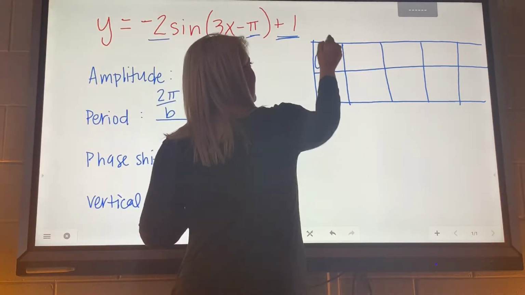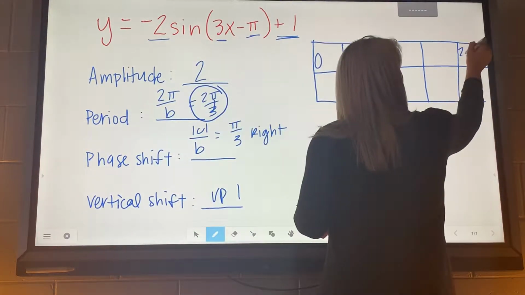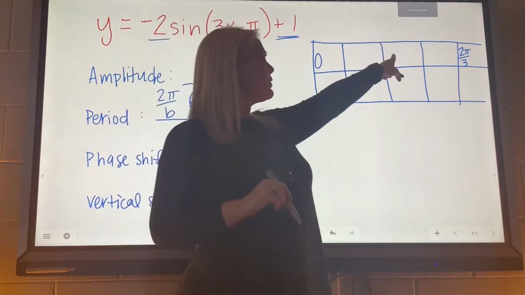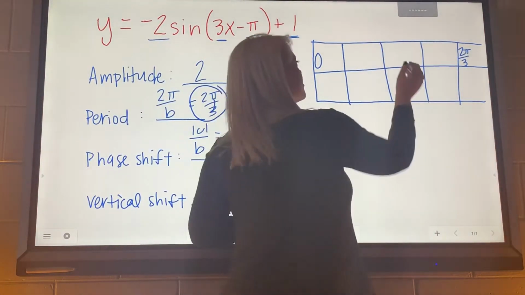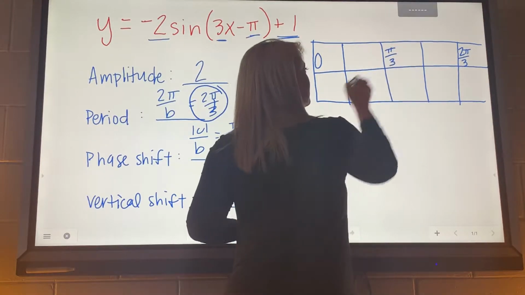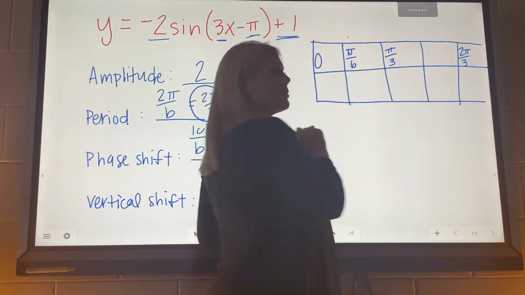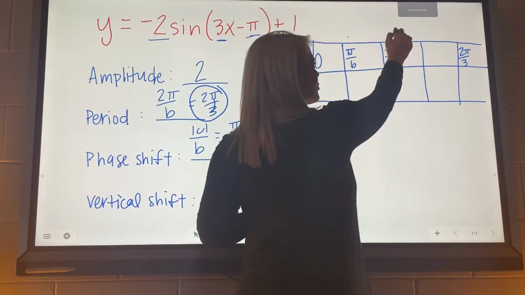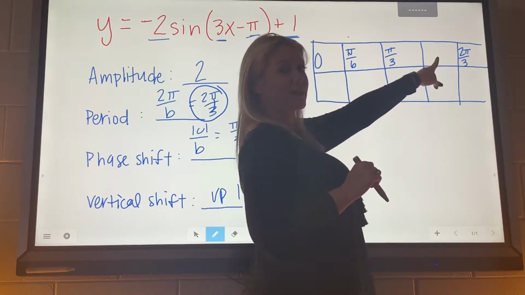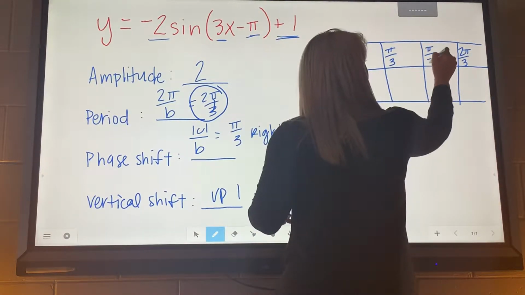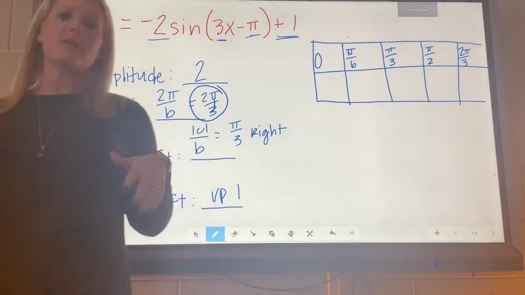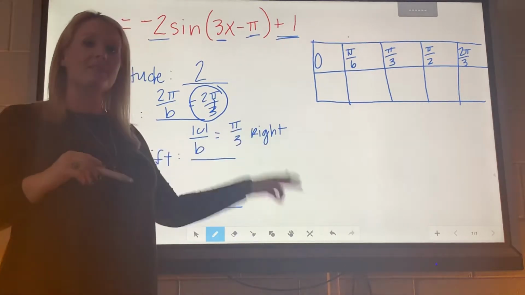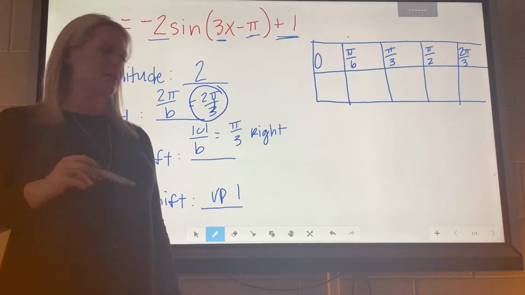We know our first x value is 0. Our last x value is 2 pi over 3. So our middle one is going to be half of this. So that's going to be pi over 3. And then half of that would be pi over 6. And then, so we have pi over 6, 2 pi over 6. So this would be 3 pi over 6, which is the same thing as pi over 2. So those are our original x values without shifting. So what we're going to do next is shift these pi over 3 to the right.